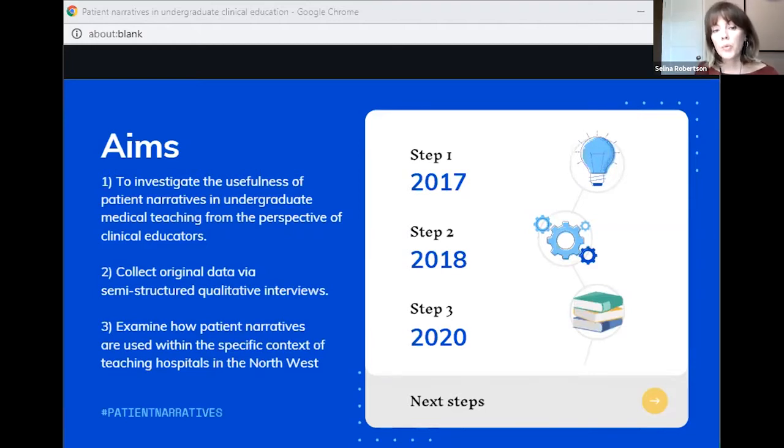So I came up with these aims in 2017 as a second year medical student. The data collection happened late 2017 and into 2018, and that's when I submitted the project as part of my university work. And then this year it's been a really lovely opportunity to come back and critically revisit this. And hopefully it's going to be the starting point for our conversations today.